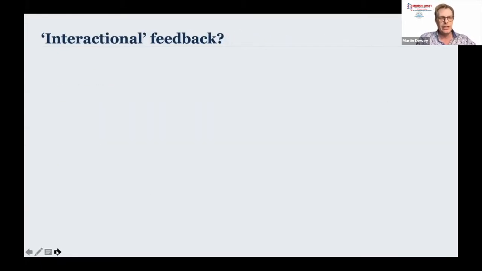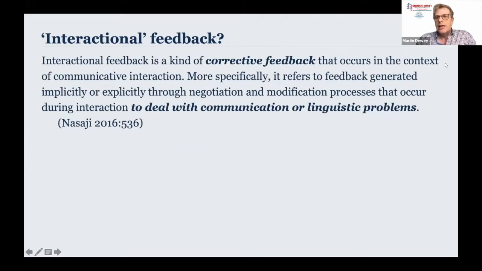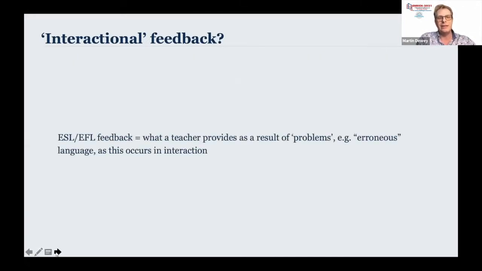You see this in the literature quite extensively. Interactional feedback, and the way it is talked about in teacher education literature, is very much in line with this way of thinking about language. Feedback is nearly always described in a corrective way, and student teachers are trained to deal with, quote, communication or linguistic problems. So student language is seen as problematic. In other words, feedback in ELT is characterized as form focused. The feedback is what a teacher provides as a result of problems or erroneous language use, as this occurs in interaction.